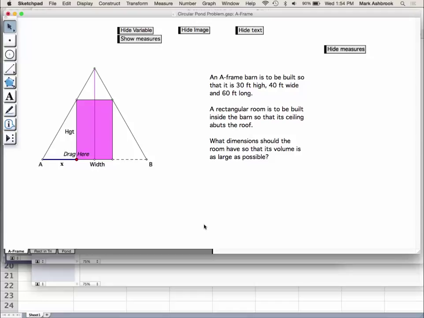So here is a picture so you understand. So A-frame means that it's basically just looks like an A, right? So it's all roof, right? It's got a pitched roof on one side, pitched roof on the other. Okay? And 30 feet high is going to be this to the apex. And then 40 feet wide is going to be from A to B here. So our 40 feet. 60 feet long is going back into the screen, right? Going back that way, behind the screen. What dimensions should the room have so that its volume is as large as possible?